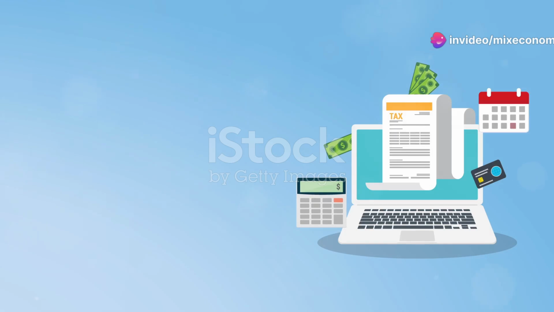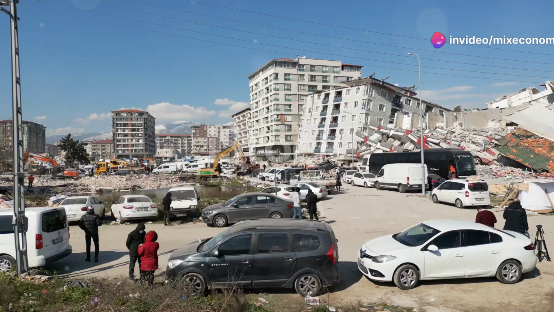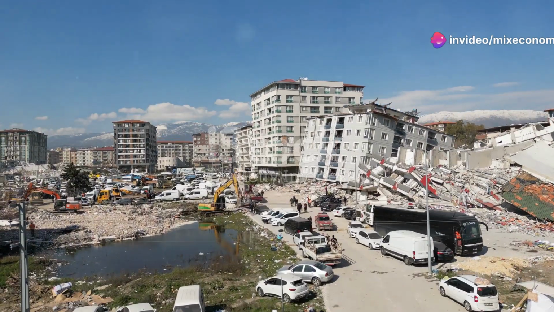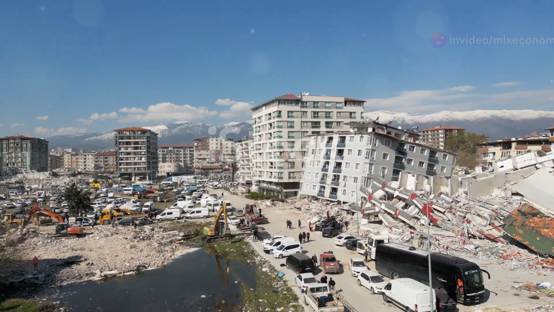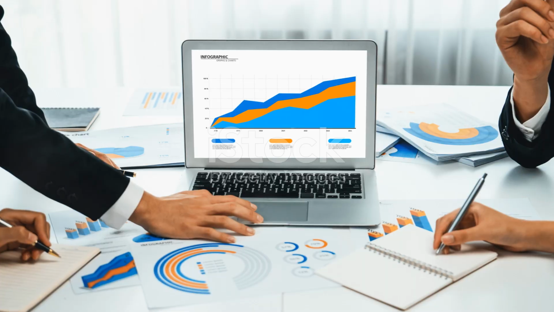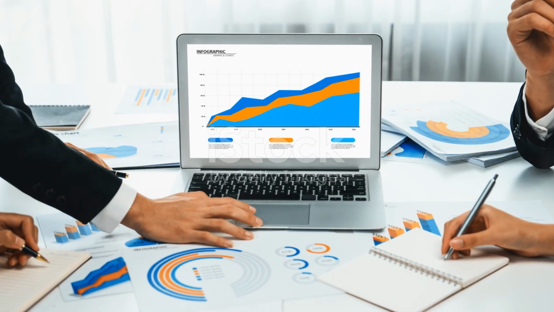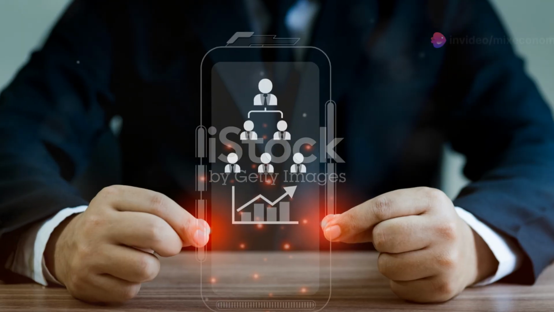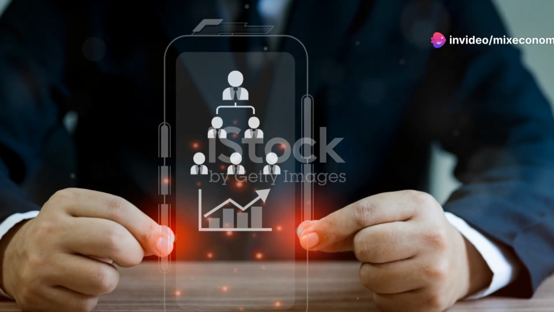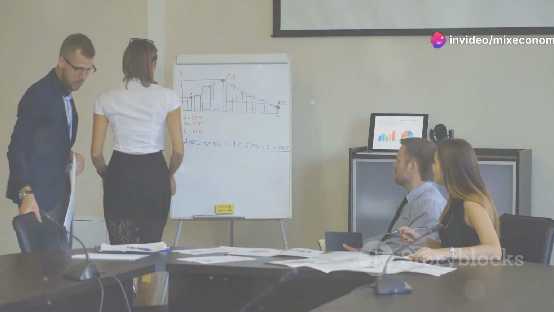Taxes, subsidies and regulations can all impact the cost of production and consequently the supply of a good. Natural disasters and unforeseen events can disrupt supply chains and reduce the supply of certain goods. Understanding these factors and how they influence supply is crucial for businesses to anticipate changes in production costs.